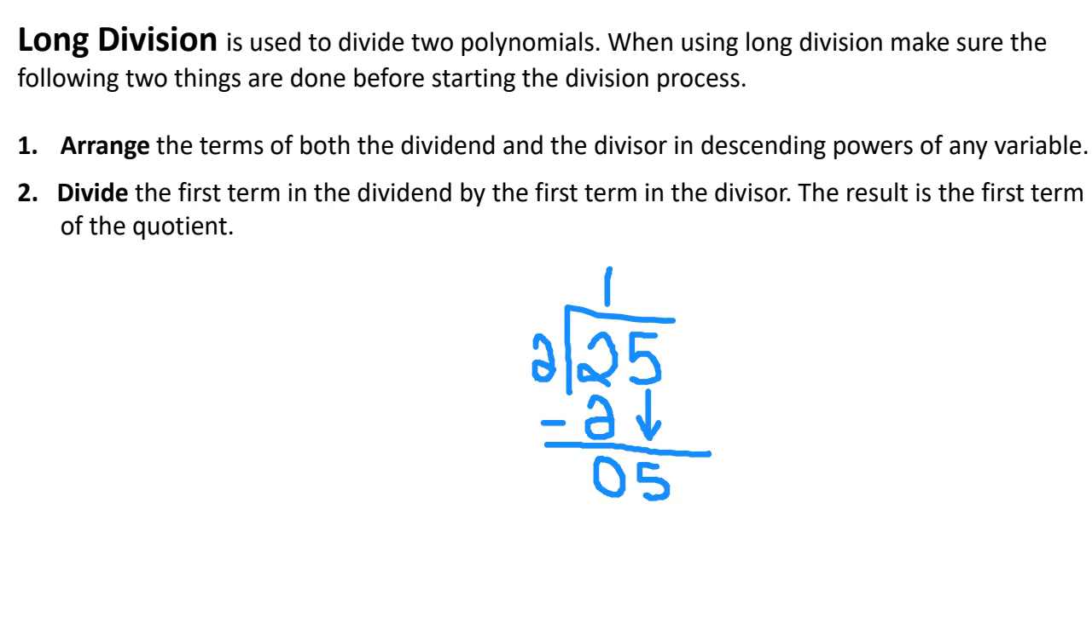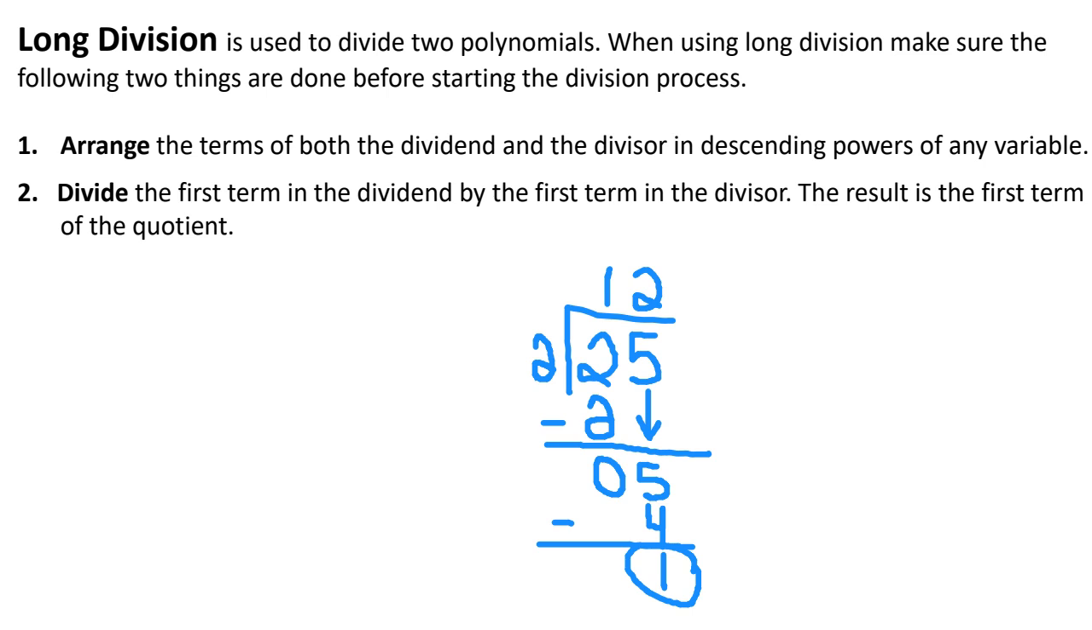5 divided by 2 goes in 2 times. 2 times 2 is 4. And then again, we subtract, and we're left with 1. So 1 is our remainder. Today we're going to do something similar, but with polynomials. And these are just some of the things that we have to consider.